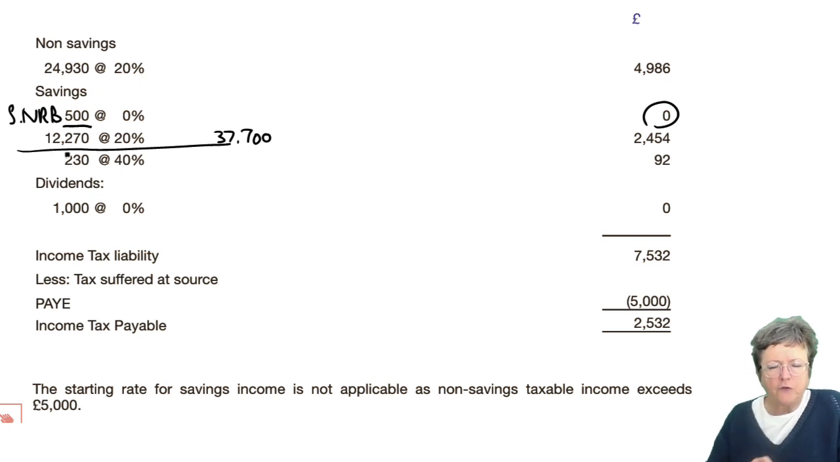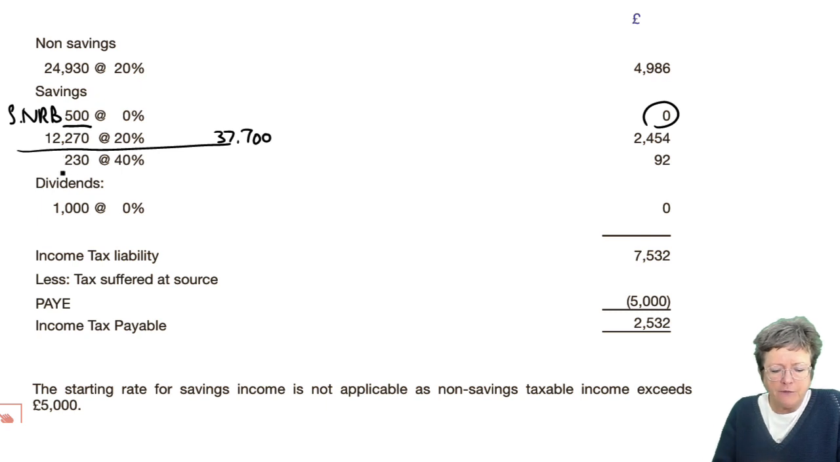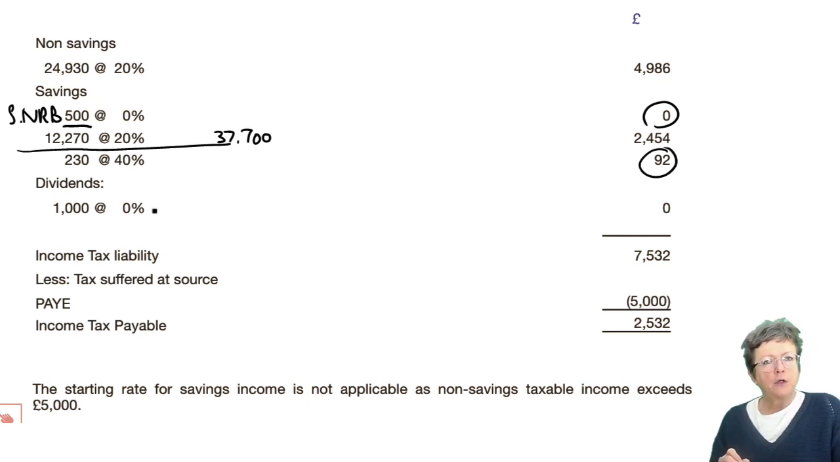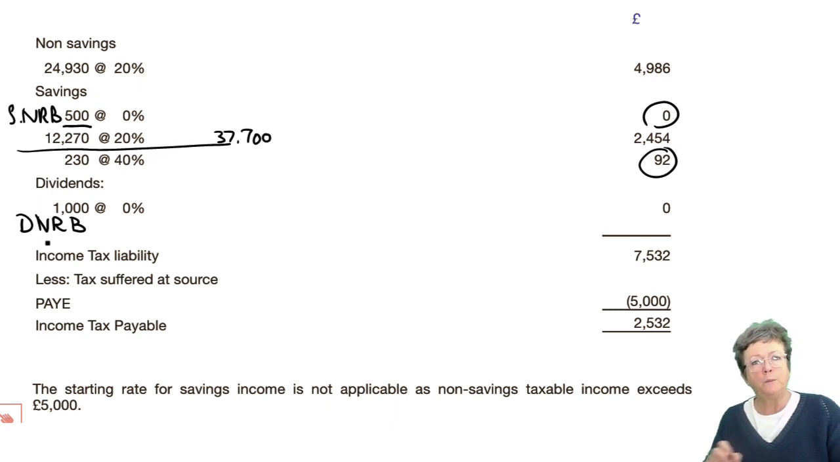So £12,270 is at 20%, and the balance of the savings income, 230, is now taxed at 40%, giving us £92. Dividends are still under that 2,000, so the dividend nil rate band still applies. It doesn't matter at what rate you pay tax, you still get that, even if you're an additional rate taxpayer. Total tax liability of £7,532.